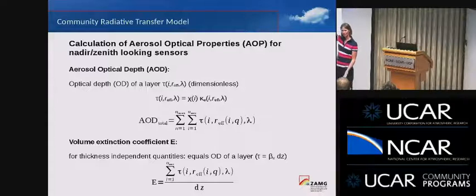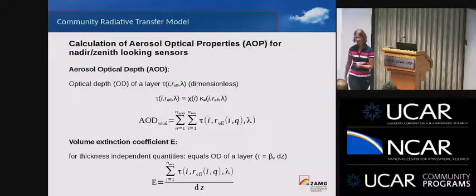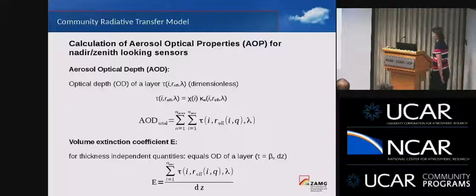The total AOD, so the total column optical depth, is obtained by summing over all aerosol layers and summing over all aerosol types. This is what AOD is. Volume extinction coefficient is very, very similar to AOD. The general relationship between optical depth and the extinction coefficient is that optical depth is the extinction coefficient times the thickness of the layer. So to get the volume extinction coefficient out of the optical depth, you have to divide it by the depth of the layer. These are the really easy things.